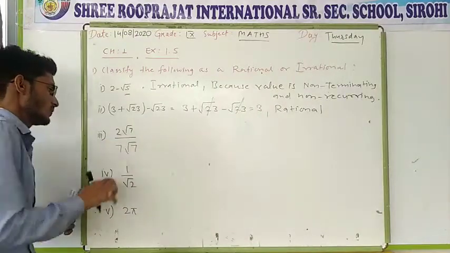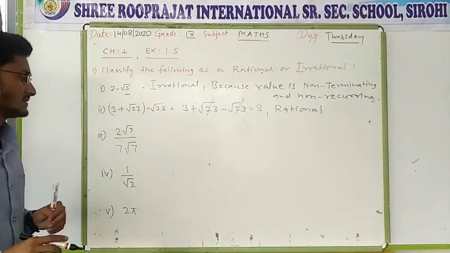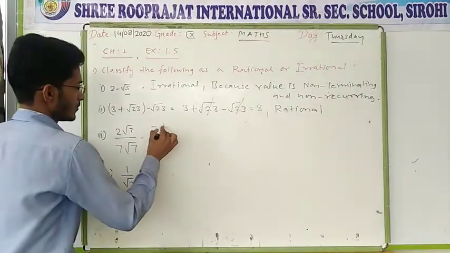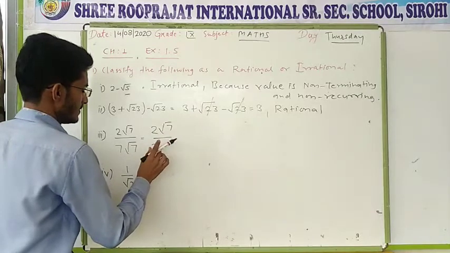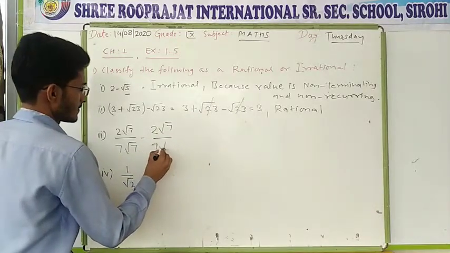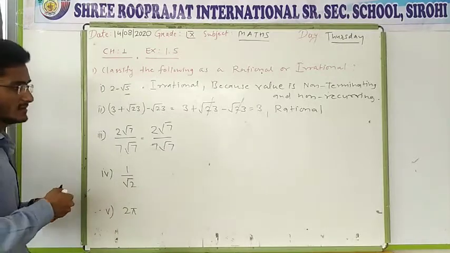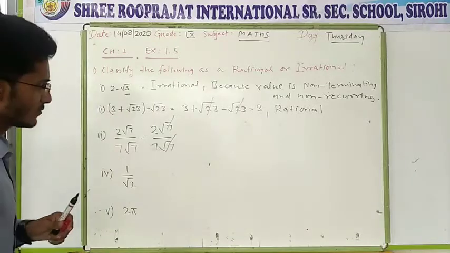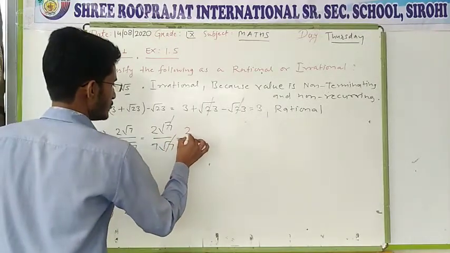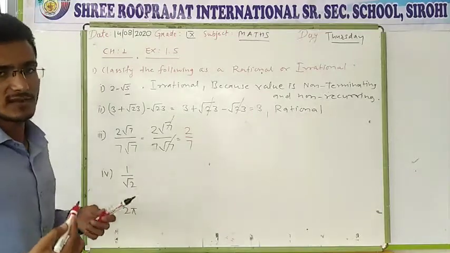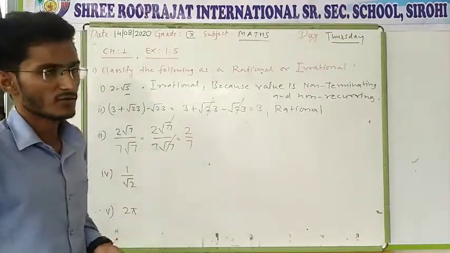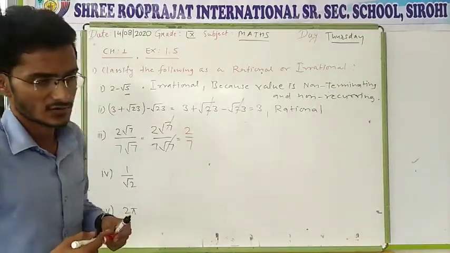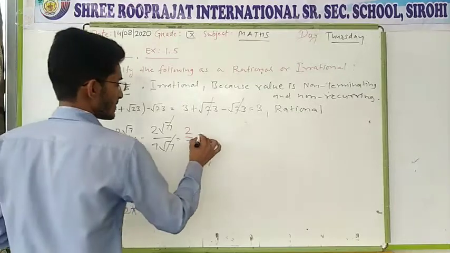Next one, 2 root 7 divided by 7 root 7. Again, root 7 and root 7 are eliminated, same as the previous one, root 23 and root 23. So here you will get only 2 by 7, and 2 by 7 is already given in the form of p by q. The number which can be defined in the form of p by q is known as a rational number. So it is also a rational number.